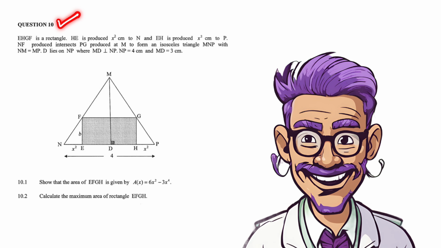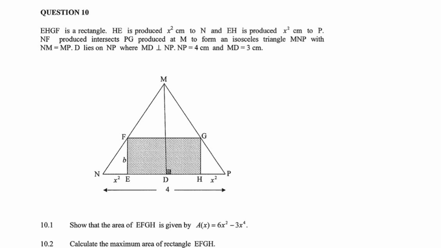Question 10 of paper 1 for June 2024. It reads as follows. EHGF is a rectangle. HE is produced x squared centimeters to N. That means that the distance from the line HE to N is x squared, and EH is produced x squared centimeters to P. So the line EH, the distance between H and P, is also x squared units.